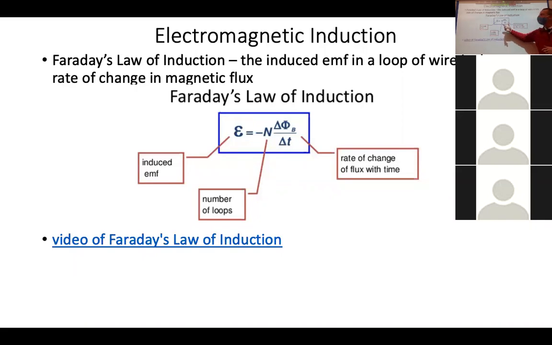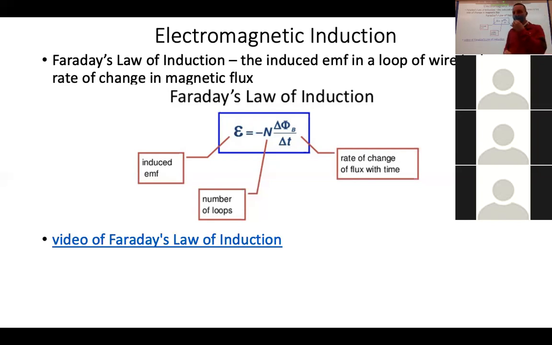I looked it up on the formula sheet, and the N is not there. On the formula sheet and all the other things, it's always assumed it's a single loop of wire, not multiple loops of wire. So the N is not there on the AP formula sheet.